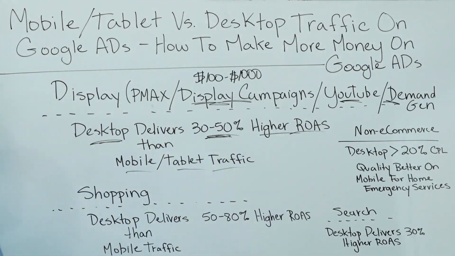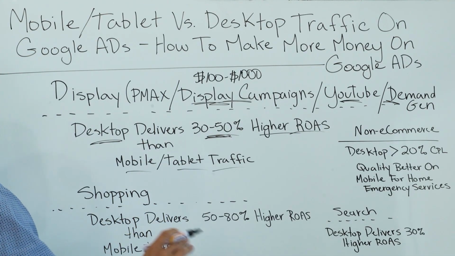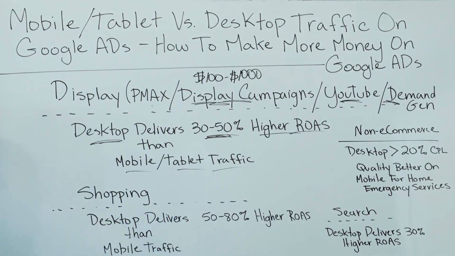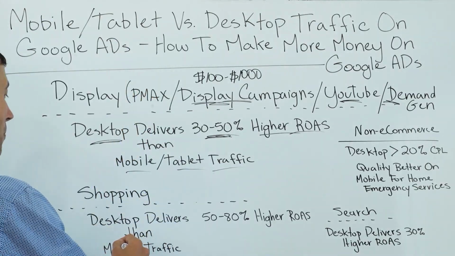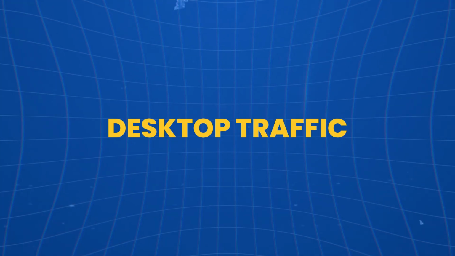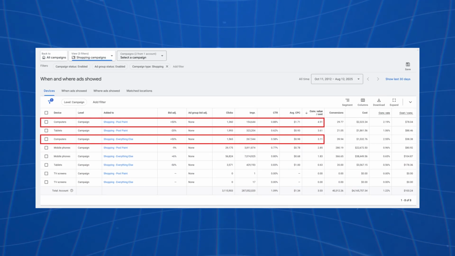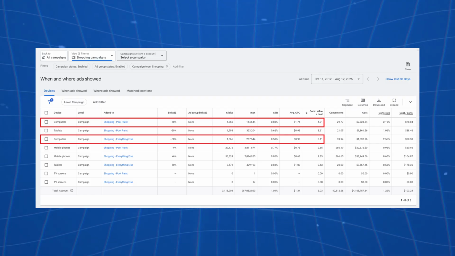So that is the deal in terms of e-commerce and an average price item, $100 to $1,000. What you can expect, desktop's going to do better. Now, if we're talking about shopping campaigns, that is the first of the 2 spots on google.com that you can run your ads. With shopping campaigns selling the same $100 to $1,000 item, desktop traffic is going to typically deliver a 50 to 80% higher ROAS than mobile traffic, like in this particular case.